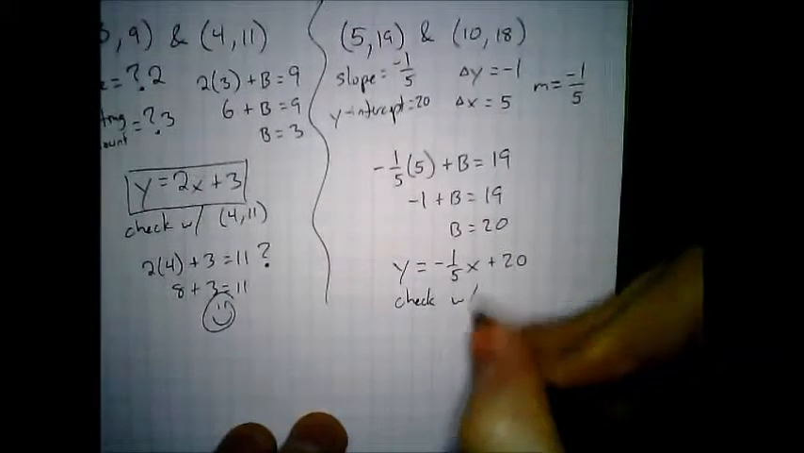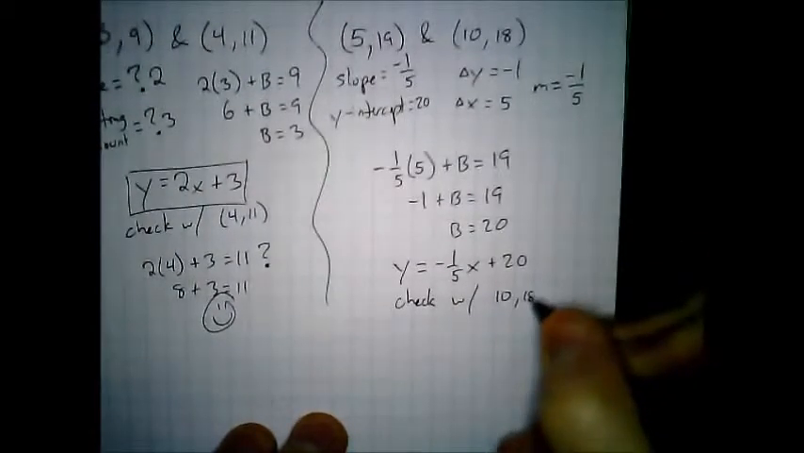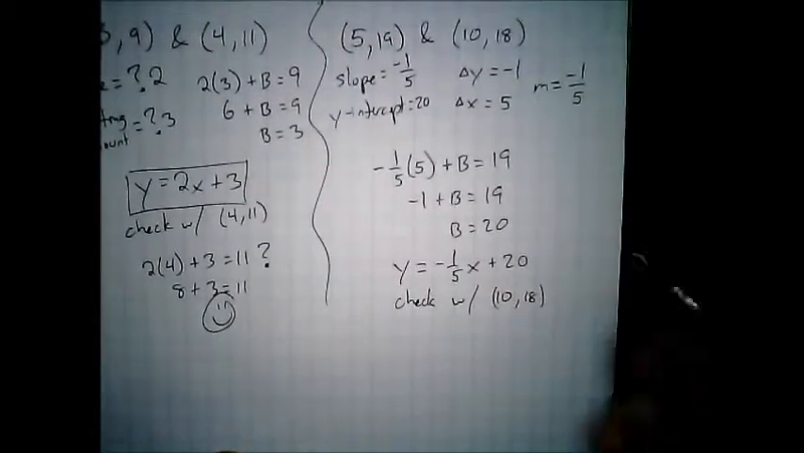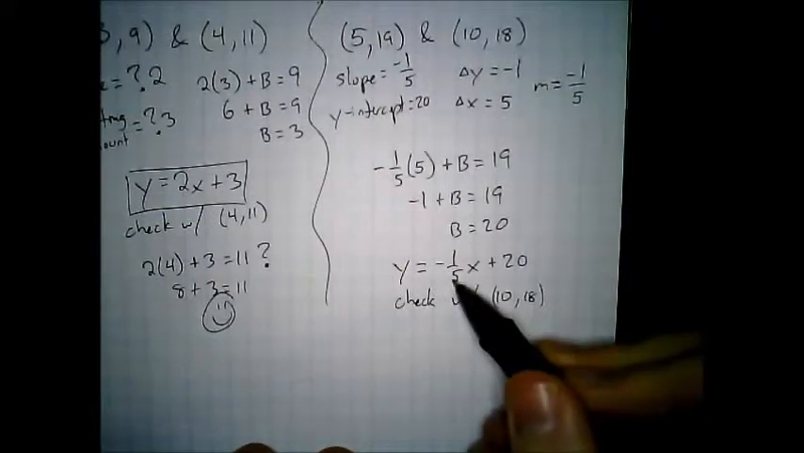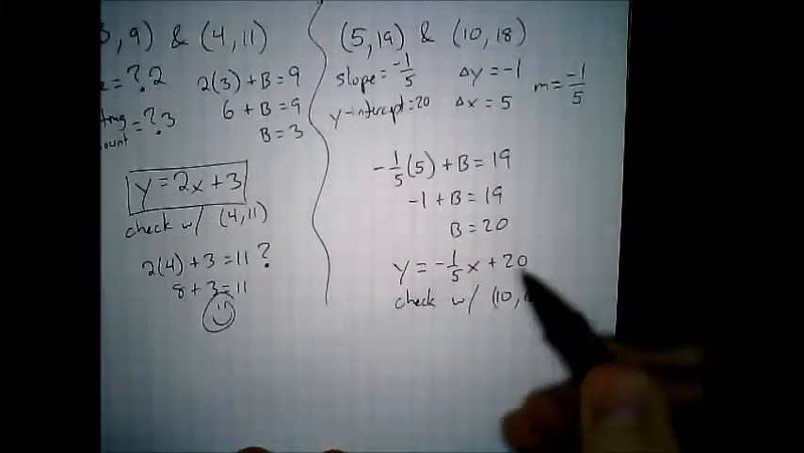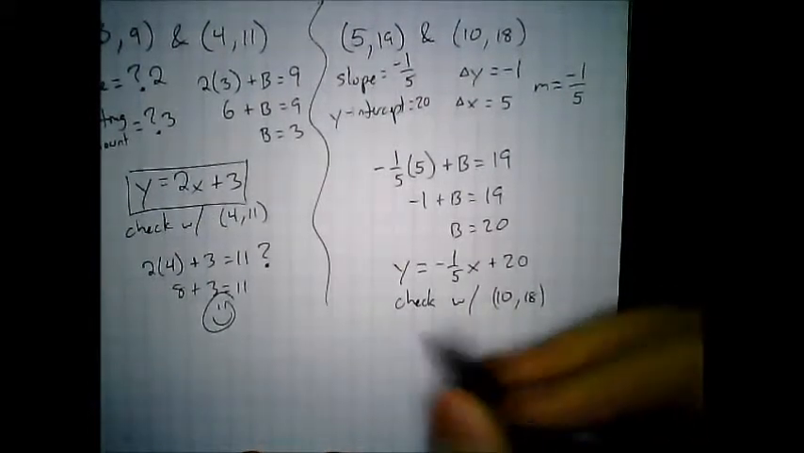Now we're going to check with the point (10, 18). So that means if we do negative 1/5 times 10 plus 20, we better get 18.